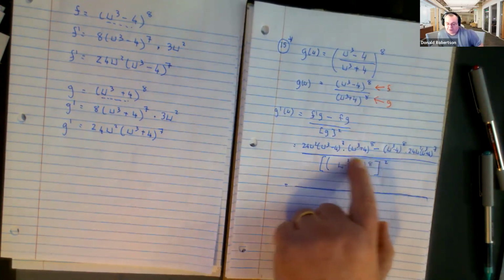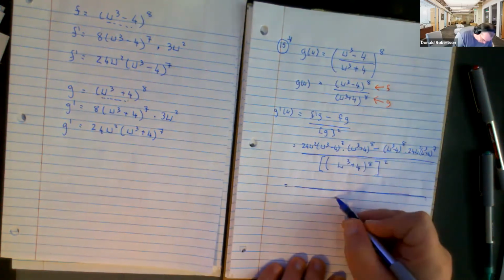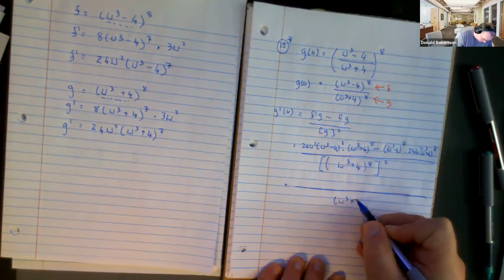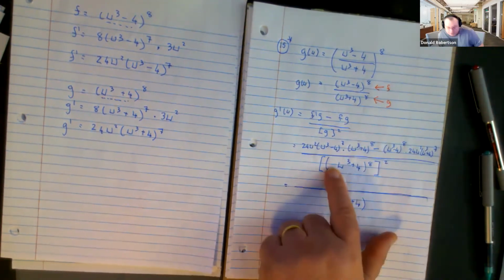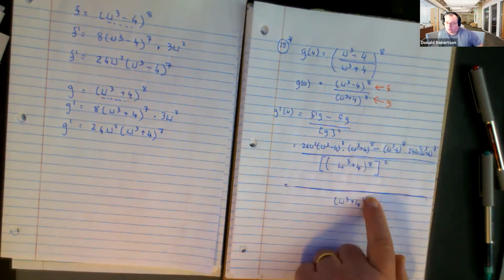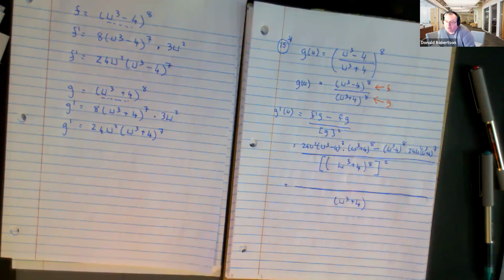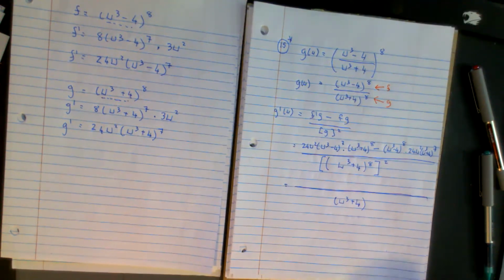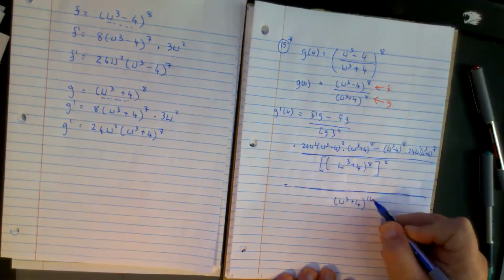What will this expression in the bottom be as a single power? So I've got u cubed plus 4 to the power of 8, all being squared. What single power does that become? Power 16. Right, 8 twos are 16.